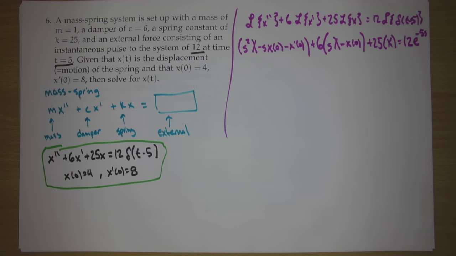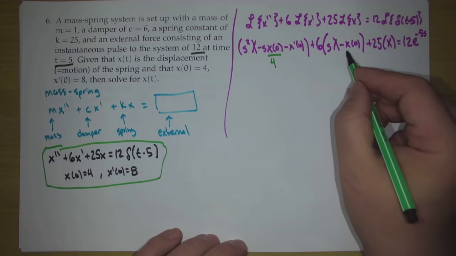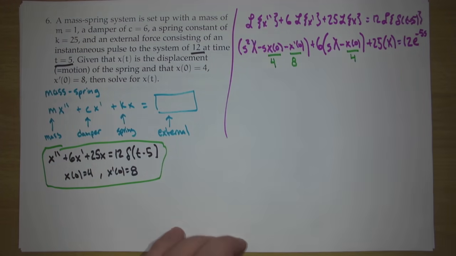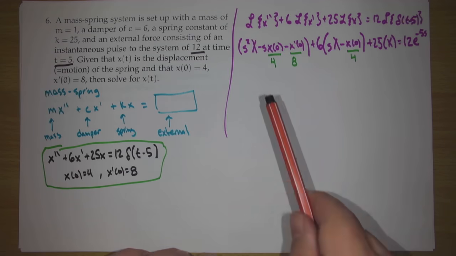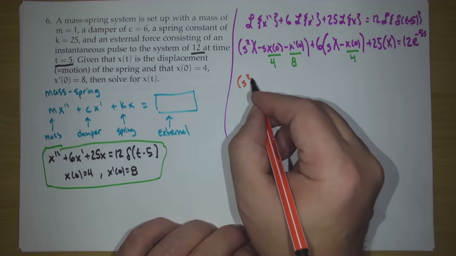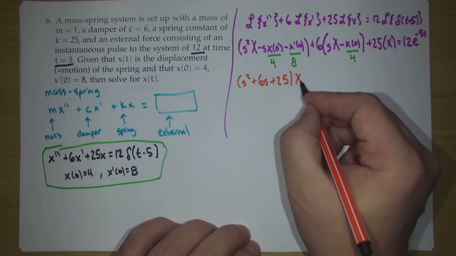Now you plug in initial conditions. So with the Laplace transform, when you're solving differential equations, initial conditions come at the start, not at the end. So x of 0 we know is 4. X prime of 0 we know is 8. And we gather. So we're going to gather everything which has a capital X attached to it. There's 3 terms. So s squared plus 6s plus 25 capital X.